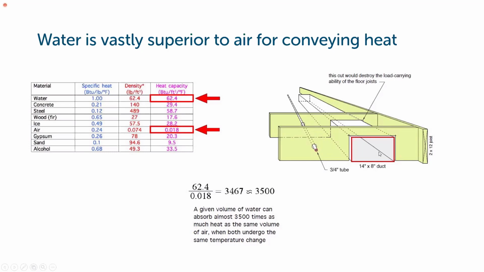You need much more surface area and size for forced air distribution than you could even come close to needing for the equivalent amount of heat delivered in water. So it has a lot of trickle-down implications in the design, layout of the building, and performance.